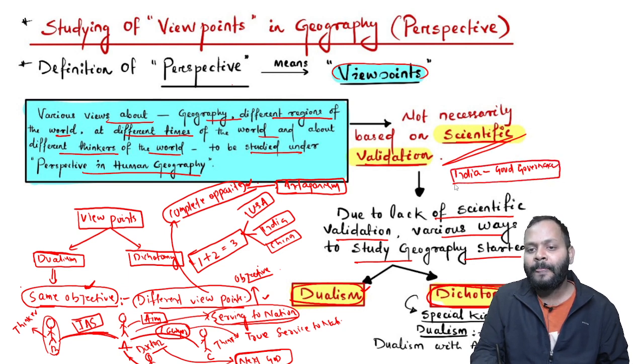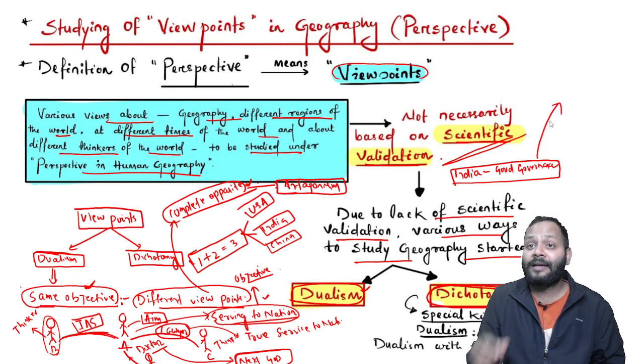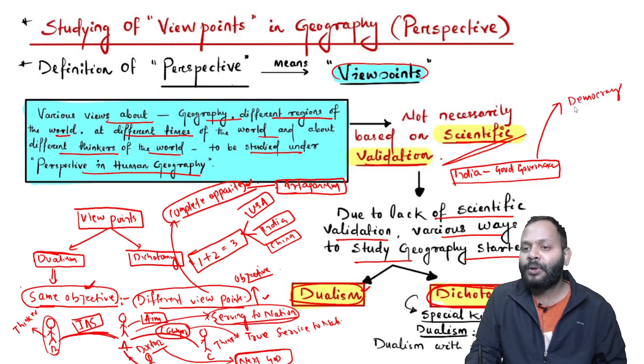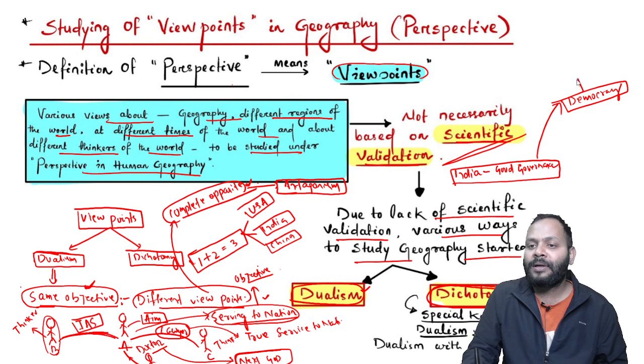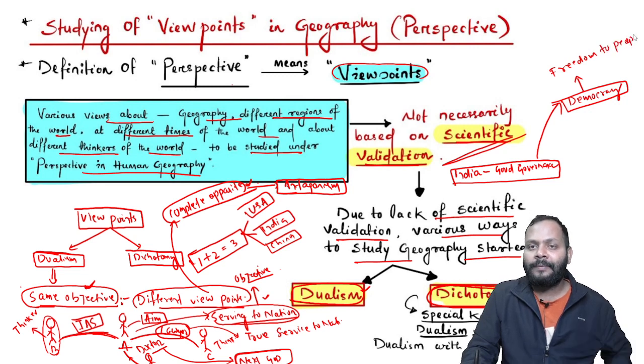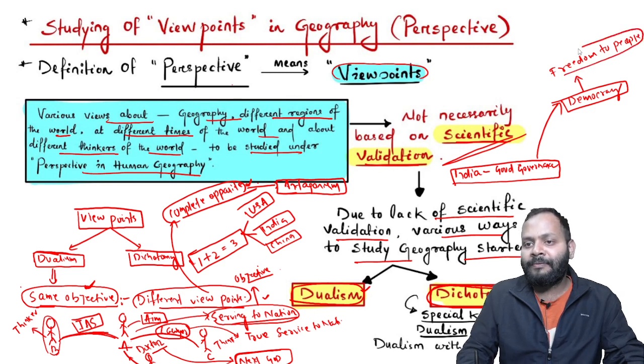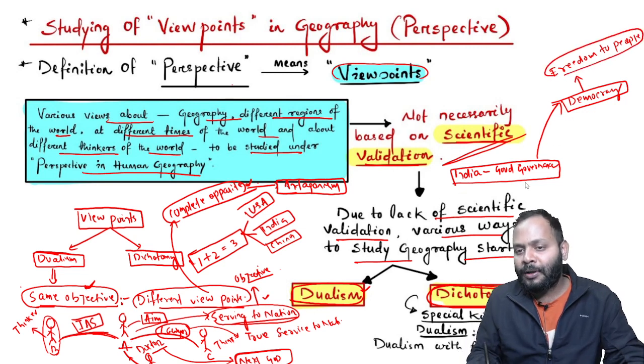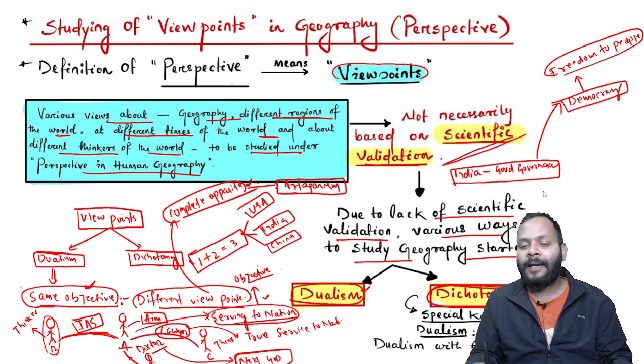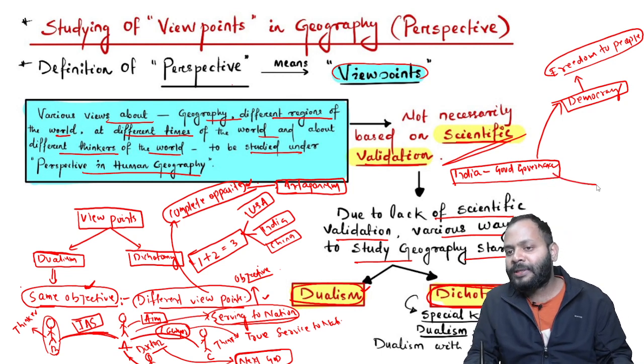How can you achieve it? One thinker is saying, for example I am saying, that democracy is the best way, because democracy ultimately gives freedom to people. This gives freedom to the people, and in this way we can say that the governance can be better. Another thinker is saying that autocracy is the best way.